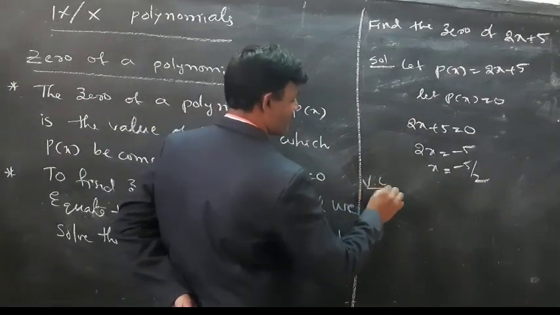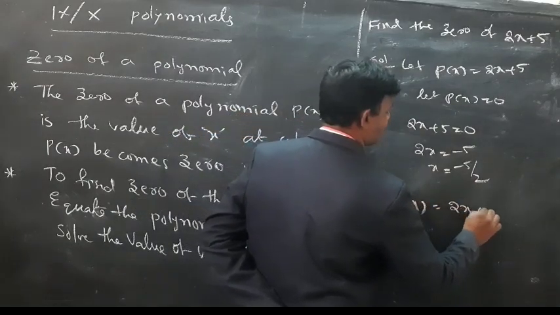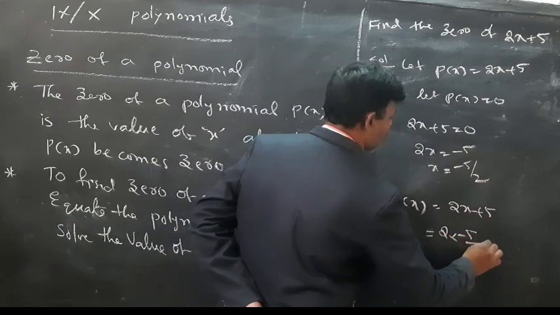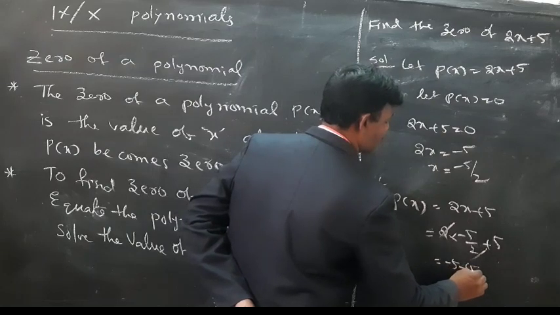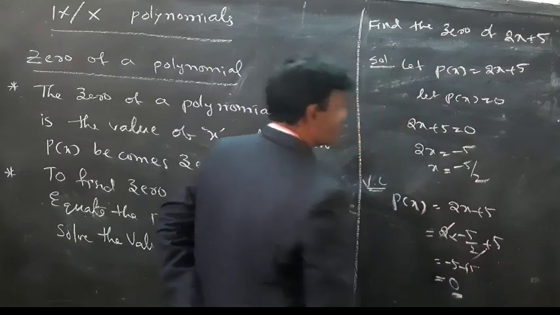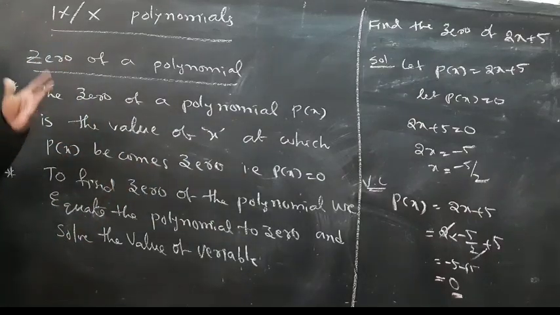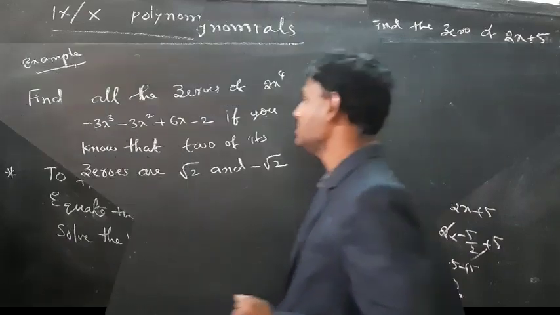Verification. What is p of x? p of x is equal to 2x plus 5. So 2 into minus 5 by 2 plus 5. 2 and 2 get cancelled. Minus 5 plus 5 is equal to 0. So, to find the zero of a polynomial, first you have to equate it to 0. Then find the value of x. Here x is equal to minus 5 by 2. So, minus 5 by 2 is called the zero of the given polynomial.